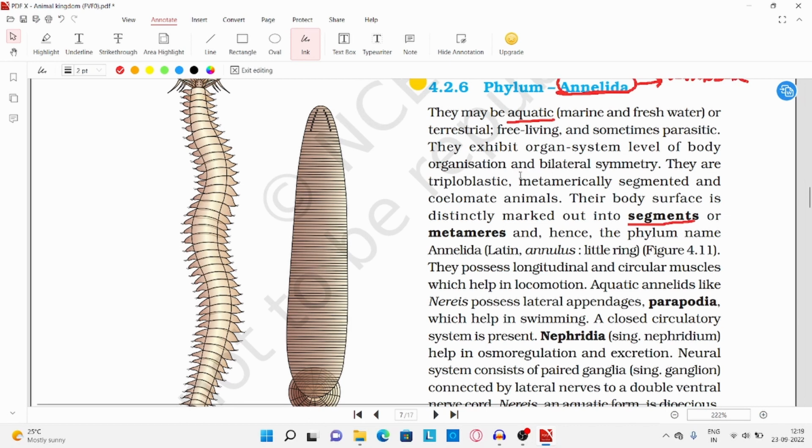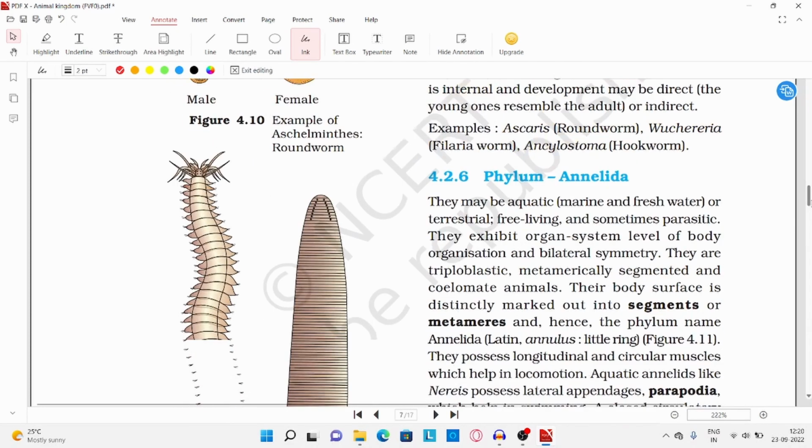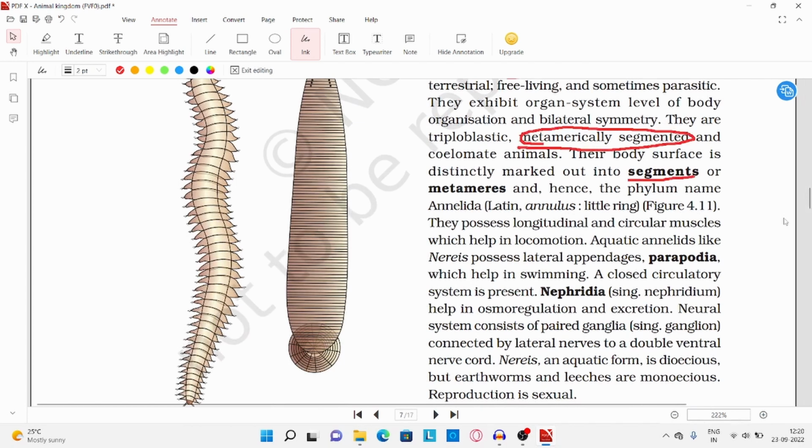Their body organization: bilateral symmetry, triploblastic, metamerically segmented, and coelomate animals. Remember that they are metamerically segmented. You already know from part 1 what metamerically segmented means. Now, there are a few distinct ways in which annelids are segmented.